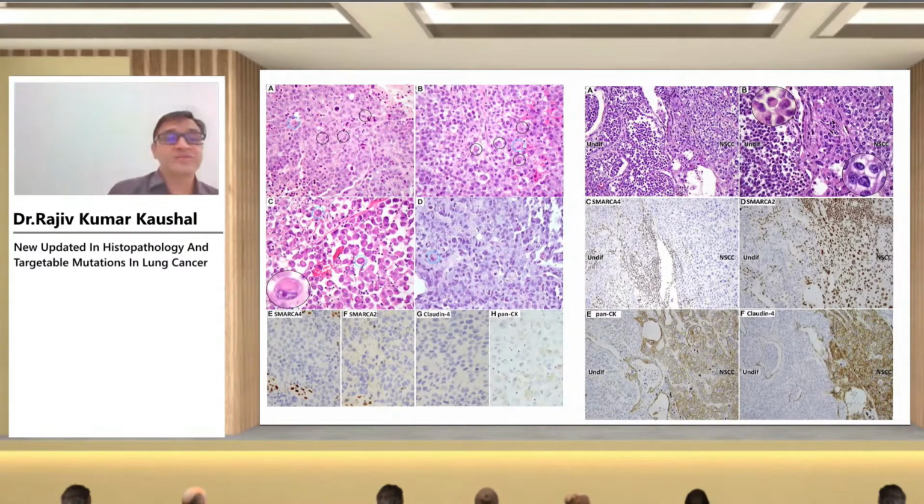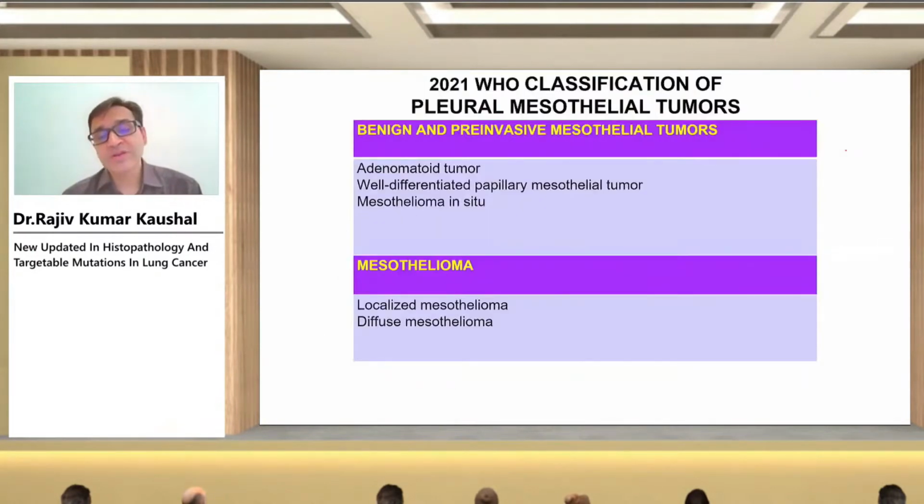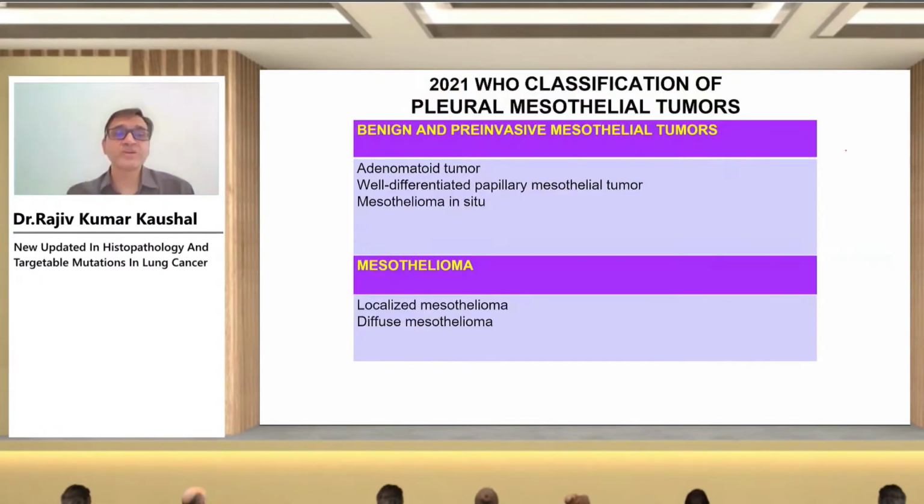Another entity introduced in the new WHO is SMARCA4-deficient tumor. These tumors are undifferentiated, usually don't express any markers, but show loss of BRG1, that is SMARCA4. So this tumor has come as a new diagnostic entity in the recent WHO classification. These are about the primary lung tumors.